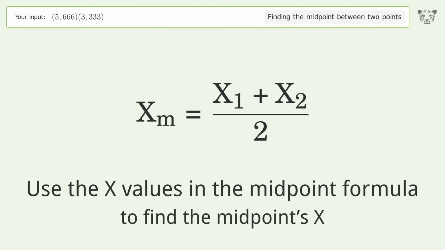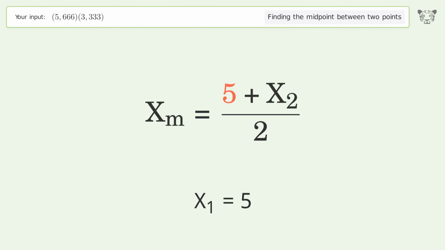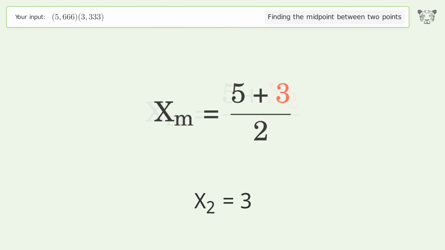Use the x values in the midpoint formula to find the midpoint's x. x1 equals 5. x2 equals 3. Simplify the arithmetic.